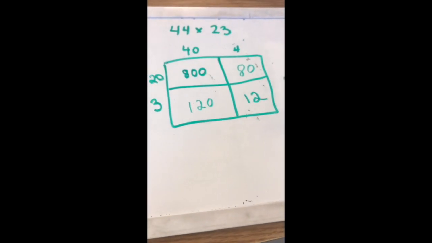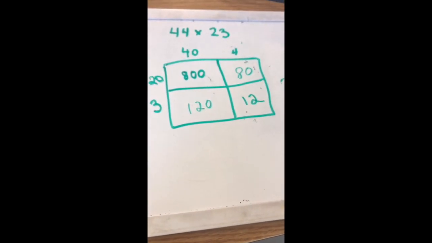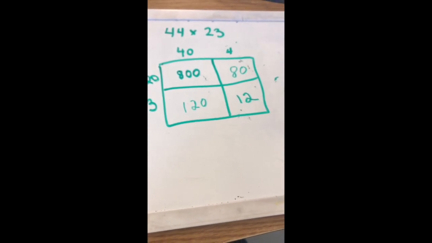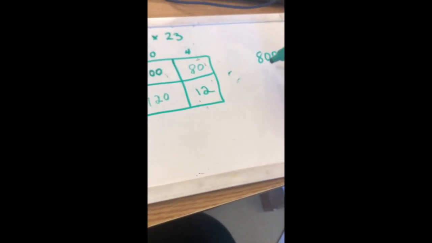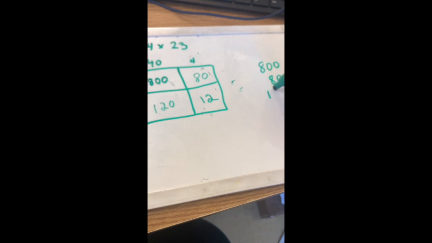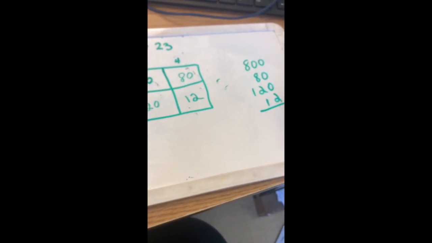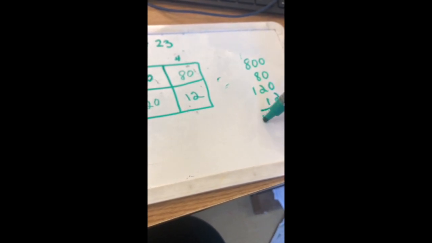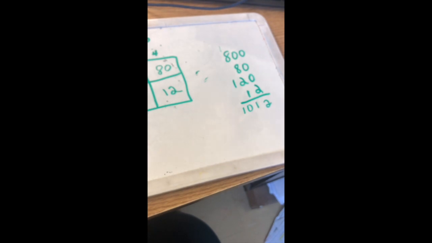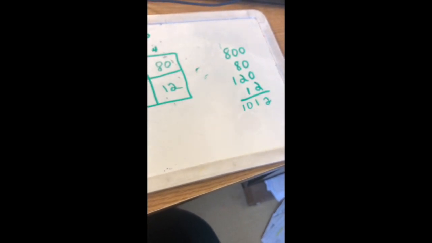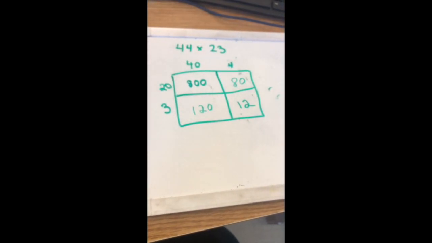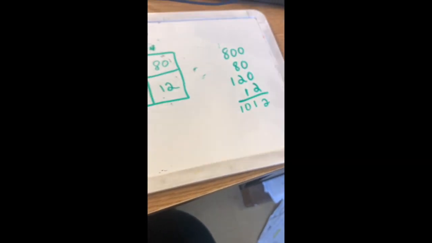All right. Now I have all my numbers. You know that the next step in our box window is to add them. So 800, 80, 120, 12. Gonna add my ones, 2. Gonna add my tens, 10, 11. Yeah, 10, 11, 11. Gonna add my hundreds, 9, 10. So my answer is 1,012. 44 times 23, 1,012.